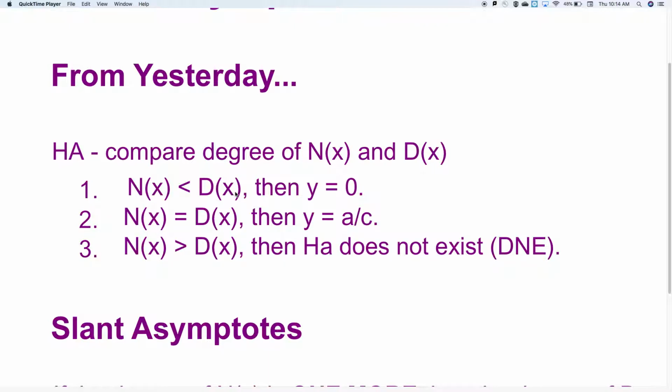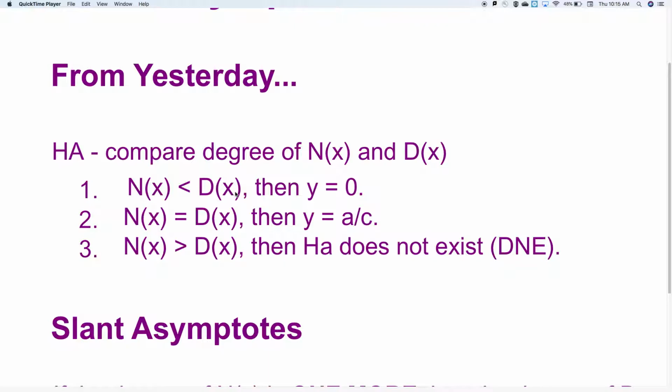Okay. When the degrees are equal, then you use y equals a over c, which is the ratio of the leading coefficients. No matter what, if they're both quadratics, no matter what you might be adding or subtracting on the back, if you had x squareds on the top and on the bottom and you put in 1 million and square it, those are so big that they overtake everything, and it is basically just the ratio of the leading coefficients.